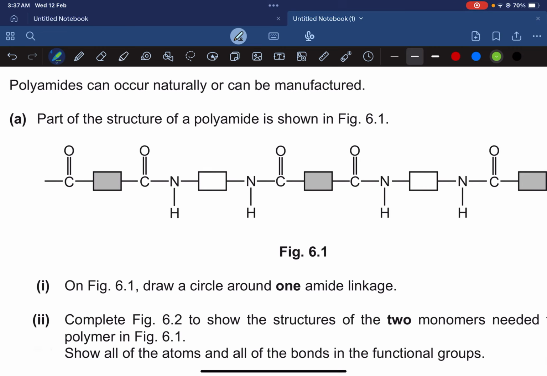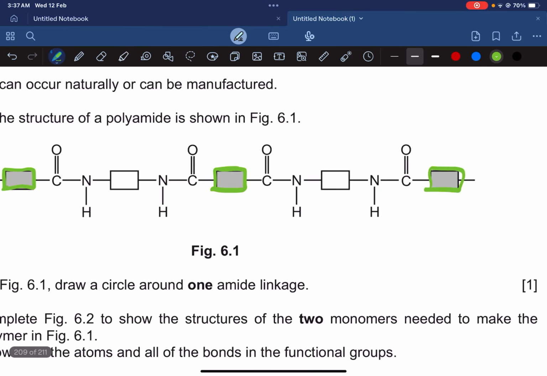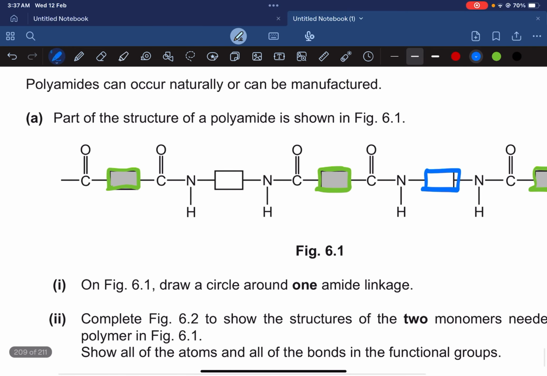This black one is one molecule, and this white one is one molecule. Then we have a black. Okay, I'm going to color code it so that it's easier for you guys to see. I'm going to outline all the black boxes with the green color, and I am gonna color code all the white boxes with a blue color. So now you have a pattern of green, blue, and green. So these green and blue boxes are joined together by amide linkages.